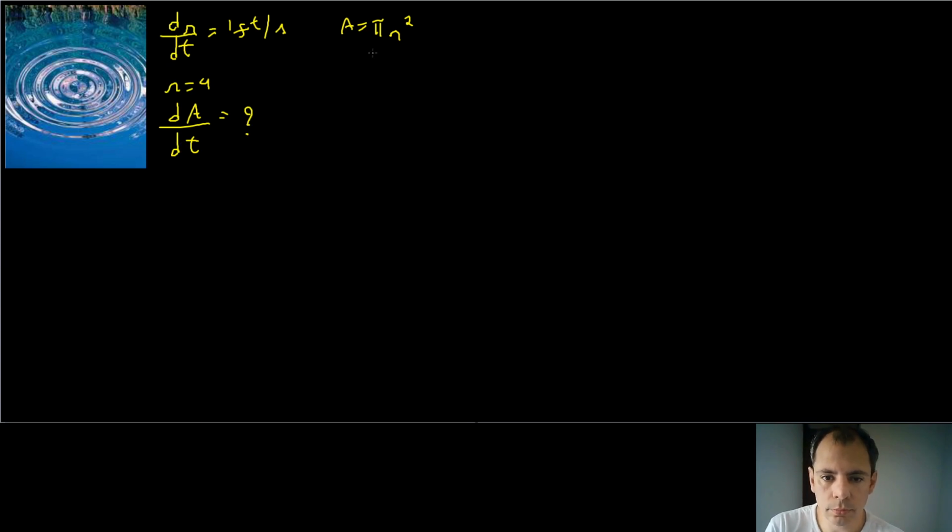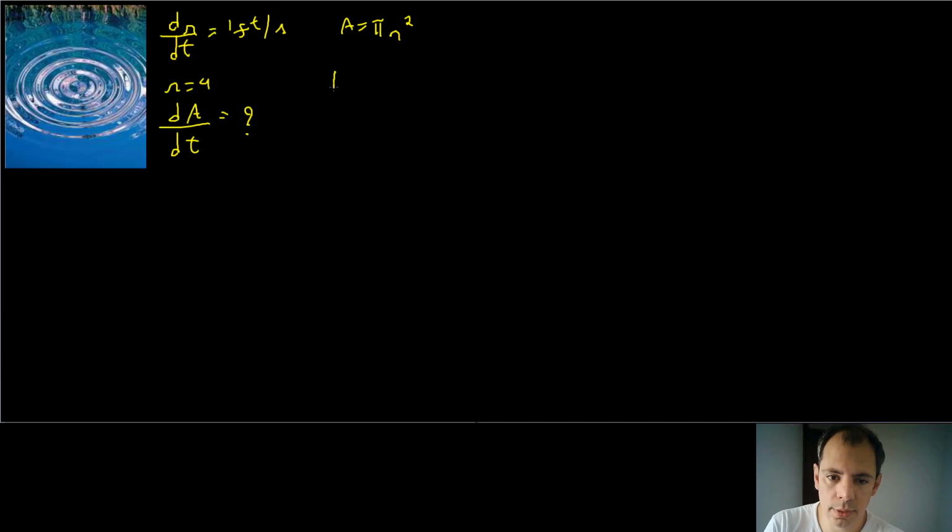So you have a change in the area, which is what you want, and a change in the radius. Since you have these two changes, you need a formula that relates the area with the radius, not the change in the area to the change in the radius, but the area and the radius. And here you have it: area equals pi r squared. So what you want is dA dt, so you're going to use this formula and differentiate everything with respect to time.